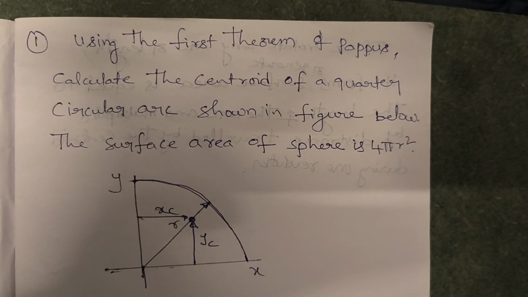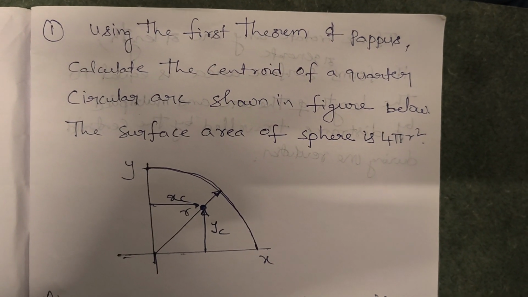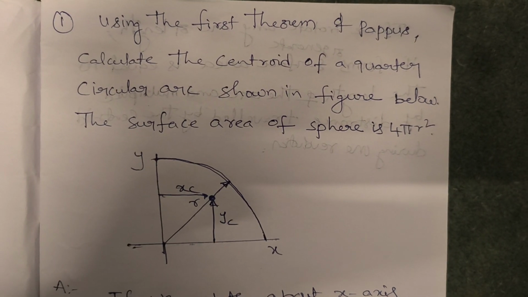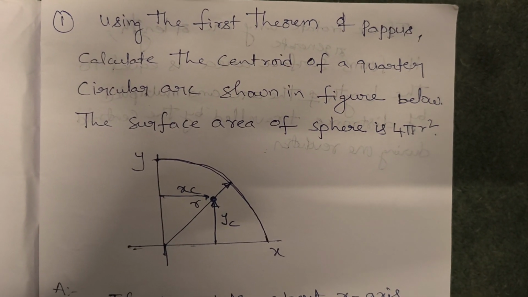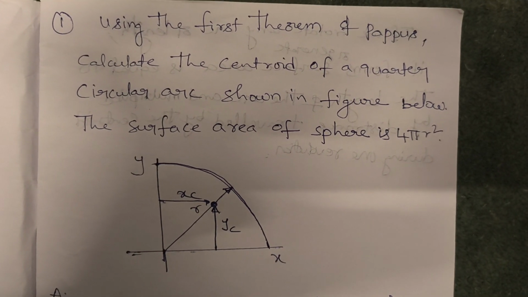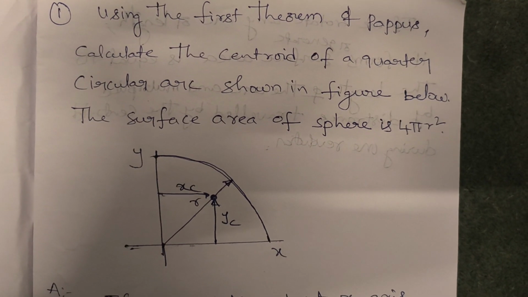Good morning, students. Today we are going to solve the problem of how to find the centroid of a quarter circular arc by using the first theorem of Pappus, as shown in the figure below.